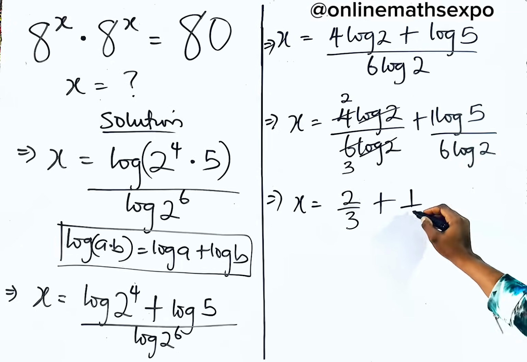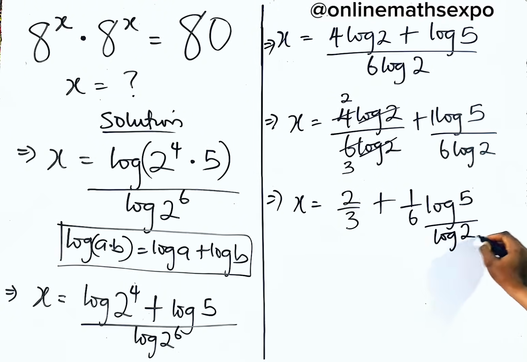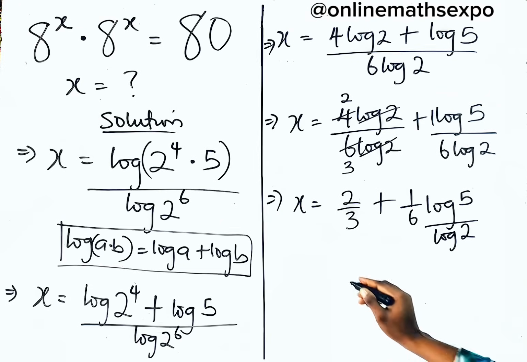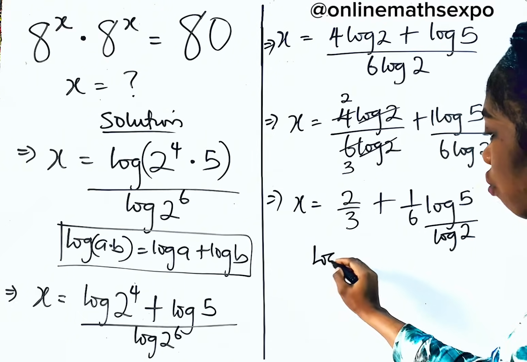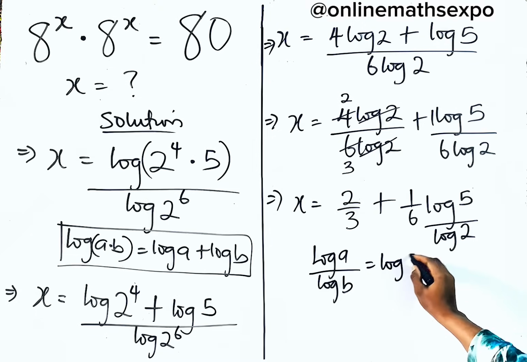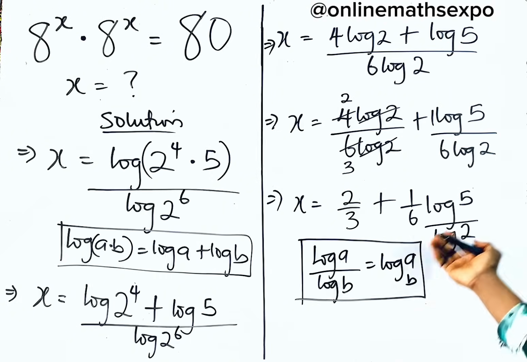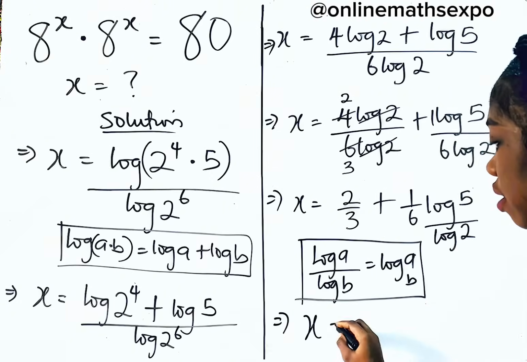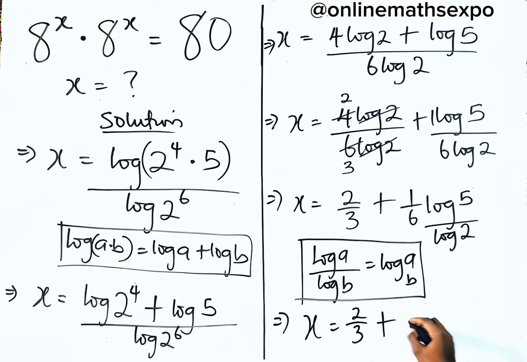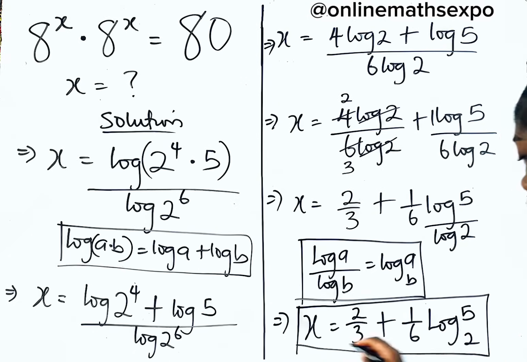So it's going to give us 1/6 log 5 divided by log 2. Now remember also that for every log of a divided by log of b, it is log of a base b. Okay, so apply this rule on this. We are going to have x is equal to 2/3 plus 1/6 log of 5 base 2. So this gives us the value of x.